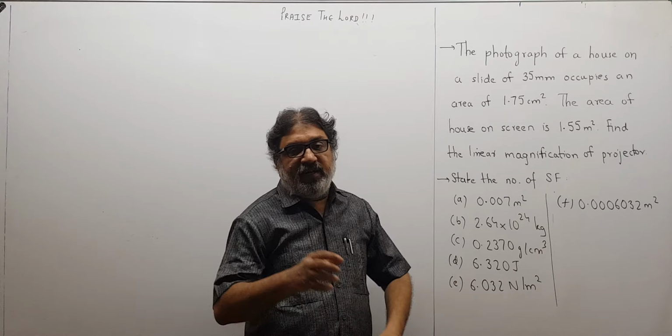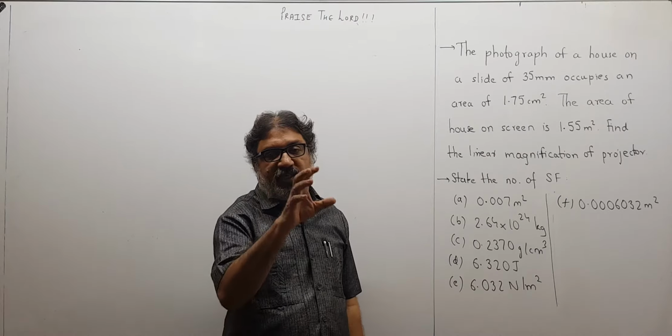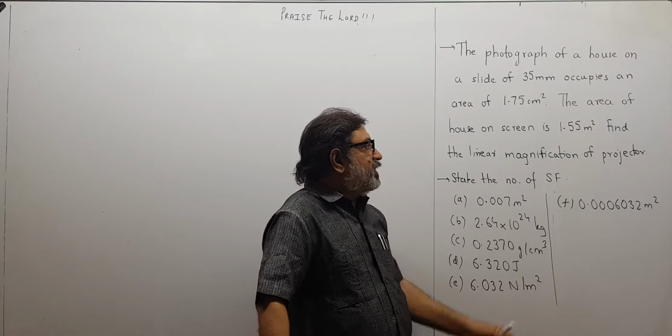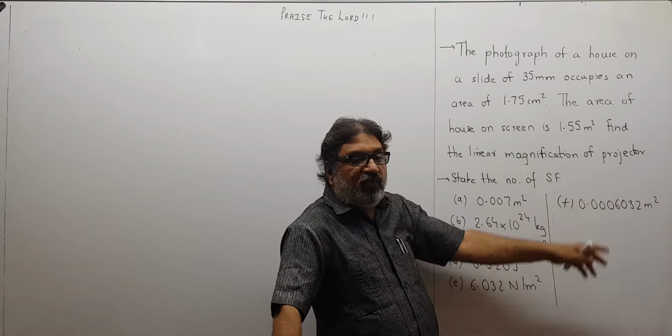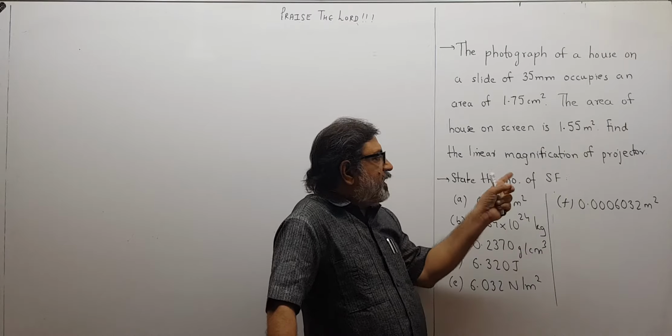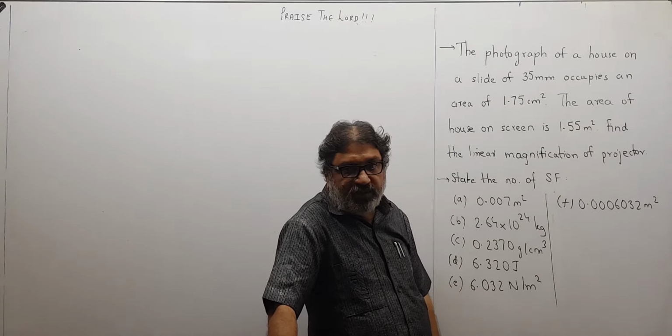Now, using that slide in the cinema hall, we are projecting the image of that house on the big screen, and on the screen the size of the image is 1.55 meter square, sorry. So find the linear magnification of the projector.